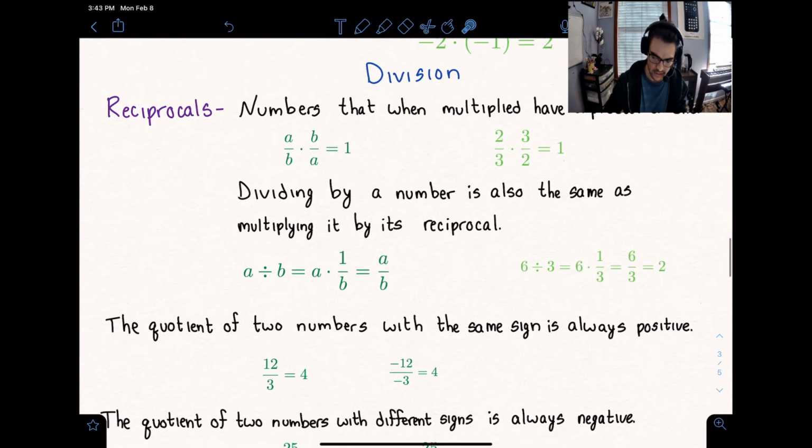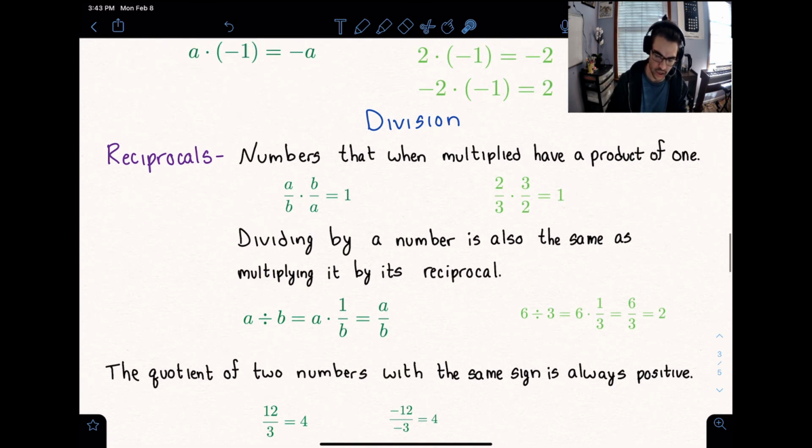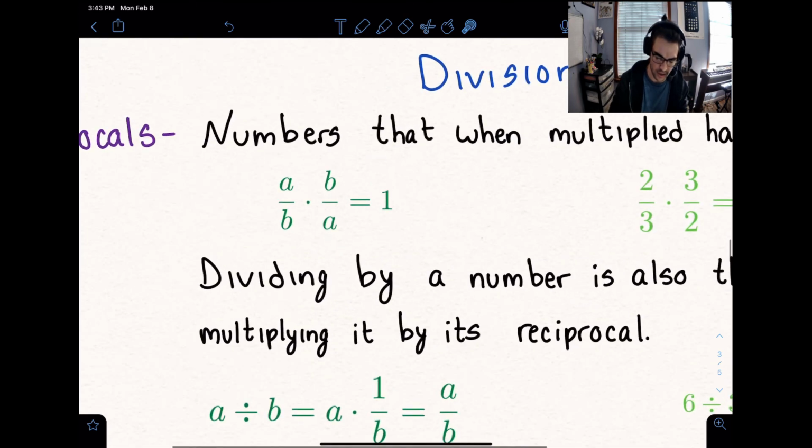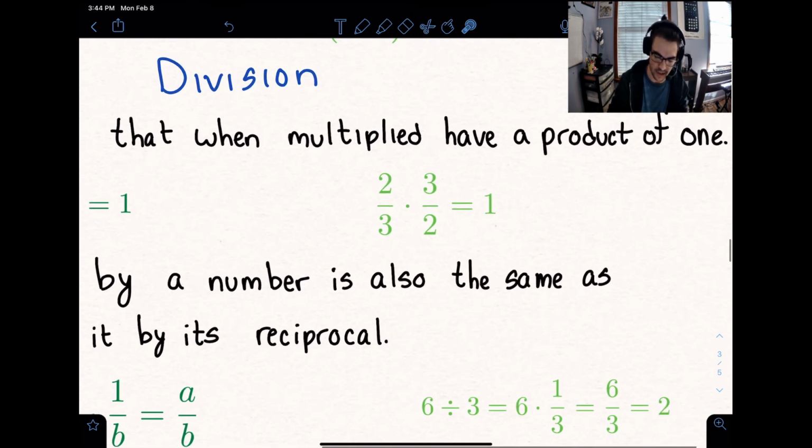All right, lastly, we are going to talk about division. So I brought it up before, the reciprocal, very important to know. The reciprocals are numbers that when multiplied have a product of 1. So we could see here a over b, its reciprocal is b over a. We multiply these through, we get ab over ab, same thing as 1. And here's an example with hard numbers. 2/3 times its reciprocal, 3/2, gives us 1.